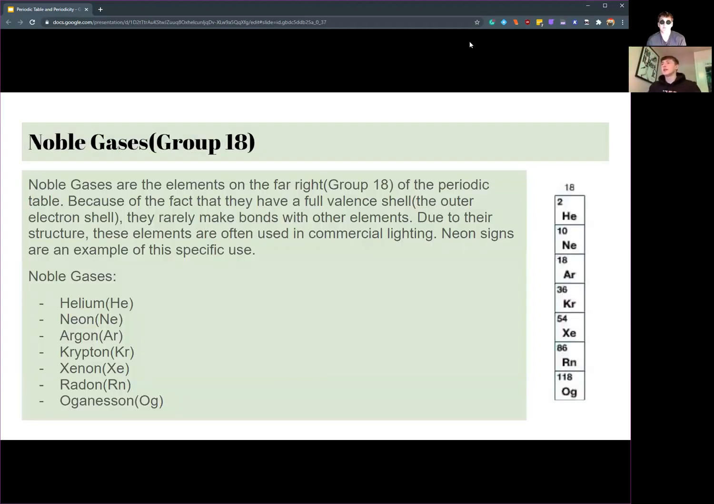Group 18 of the periodic table are called noble gases, and they're on the far right of the periodic table. They are a very unique group because they have a full valence outer shell, and so they rarely make bonds with other elements. Due to their structure, they are often used in commercial lighting, and neon signs are an example of this.